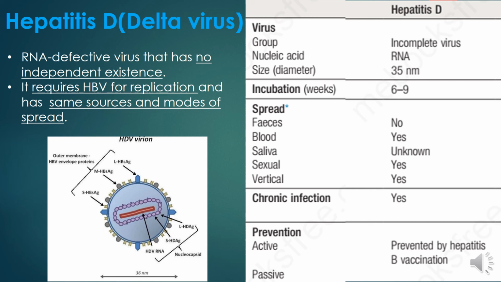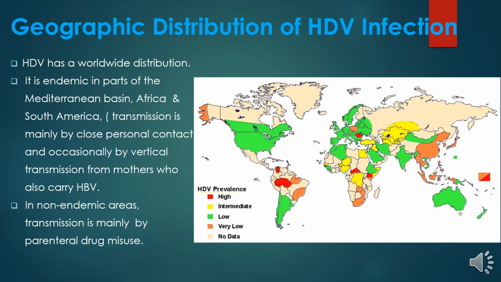Chronic infection occurs in the presence of the hepatitis B virus, and it is prevented by hepatitis B vaccination. Geographical distribution is worldwide, endemic in parts of the Mediterranean basin, Africa and South America. In non-endemic areas, transmission is mainly by parenteral drug misuse.